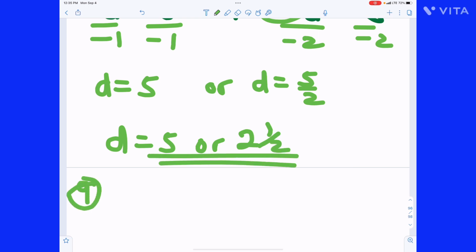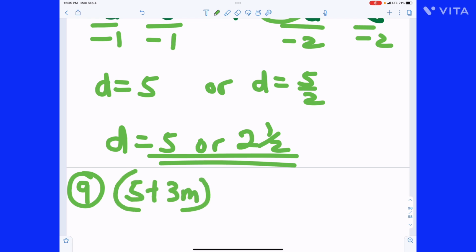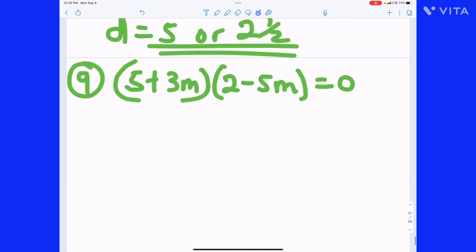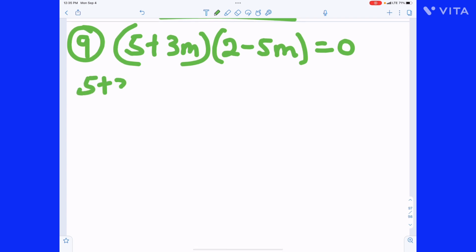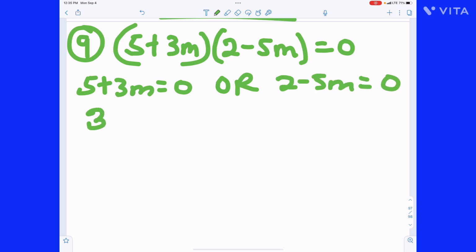Number 9. 5 plus 3m, 2 minus 5m. It's the same thing. That gives you 5 plus 3m is equal to 0, or 2 minus 5m is equal to 0. What are we supposed to do here? 0 minus 5, minus 5. Are you getting it? Yes.